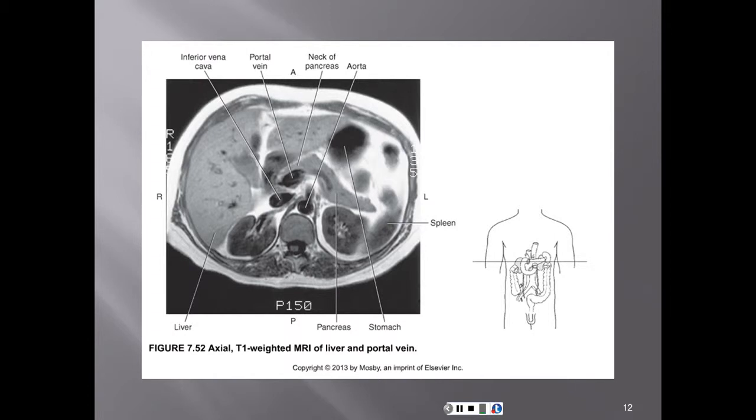Axial T1 weighted MRI image of the liver and the portal vein. You should be able to identify the liver, kidney, the crura of the diaphragm, the IVC, and the aorta, as well as the pancreas.